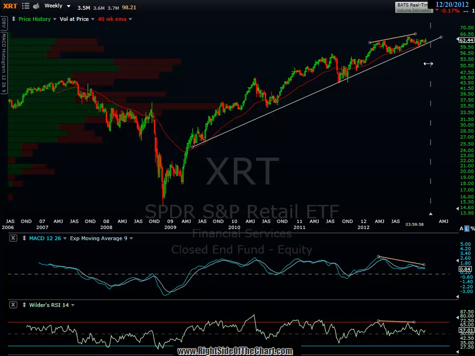So, at this point, the chart looks bearish to me, but there's not any confirmation. We haven't had a breakdown here yet in XRT, but that is a sector. If we do break below this trend line, that's something I'll be digging into, looking for some individual shorts.